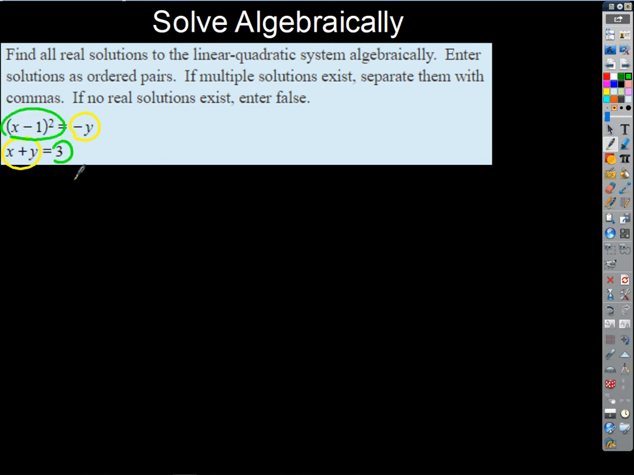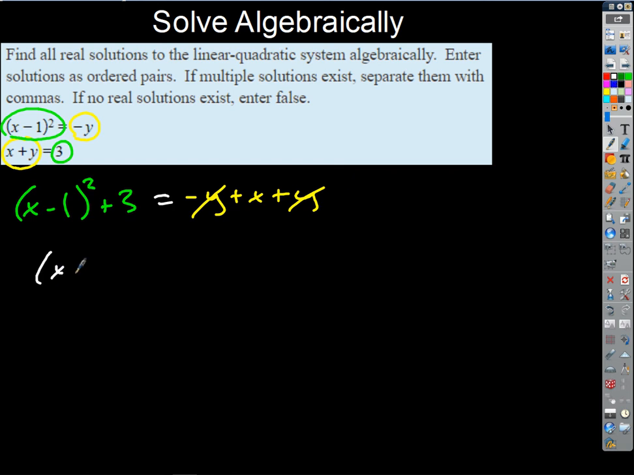You see that? And so then on one side of the equation, I'm going to get x minus 1 squared plus 3. On the other side, I'm going to get negative y plus x plus y, so my y's cancel. So I just get an x, right? And now I've got a pretty easy equation. x minus 1 squared plus 3 equals x.